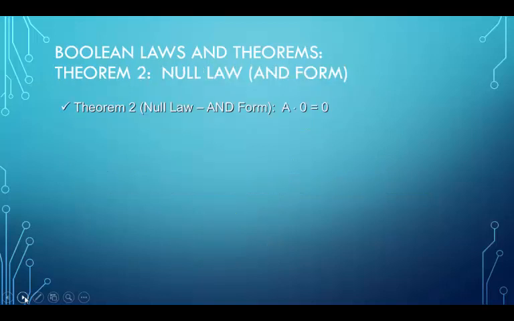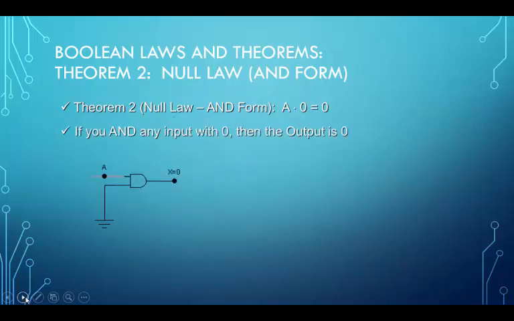In theorem number 2, we find the null law, and the null law tells us that if we AND A with a 0 input, the output is always a 0. If you AND A with any function that is a ground, you get a ground out.